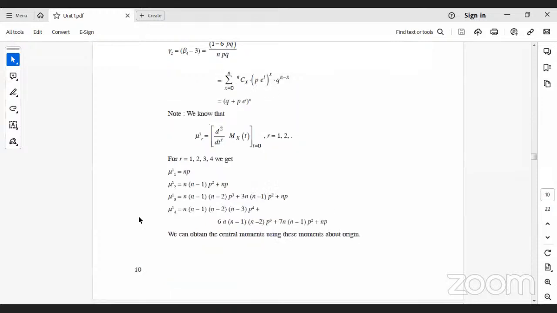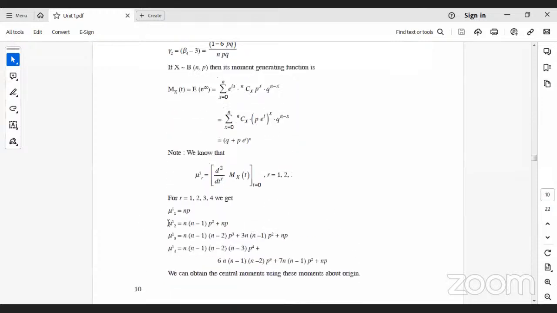From 1, 2, 3, 4 we get here the basic fundamental formulas. Mu1 dash is equal to np. This basic fundamental formula is the most useful one. Mu1 dash is equal to np.